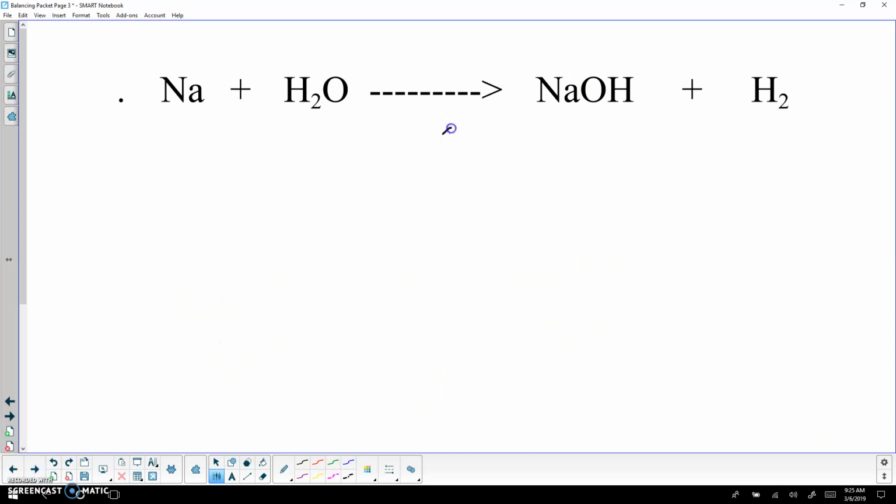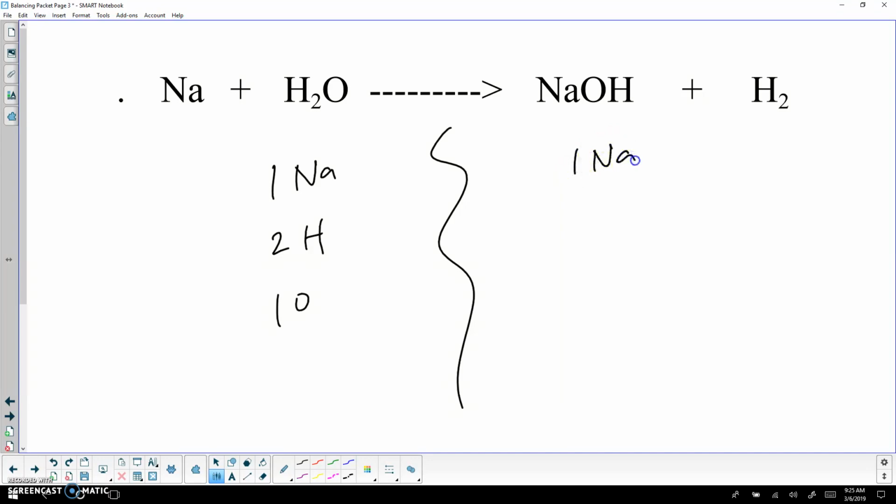Okay, and this next one, we've got 1 sodium. We've got 2 hydrogen. We've got 1 oxygen. On this side, looks like 1 sodium. Hydrogen, we have a total of 3. We have 2 here and 1 here, so 3 hydrogen and only 1 oxygen. Okay, so in this instance, taking a look at this, a couple of ways you could think about this.